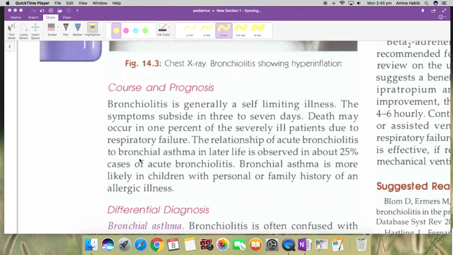Around 1/4 of the cases, meaning the children who have bronchiolitis in their childhood, 25% of these cases may develop bronchial asthma in later life.